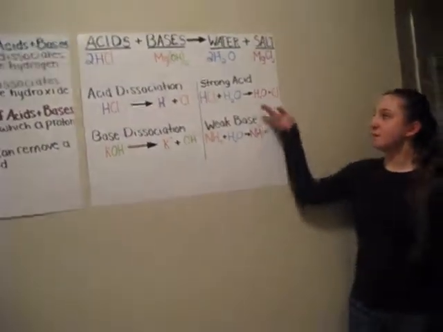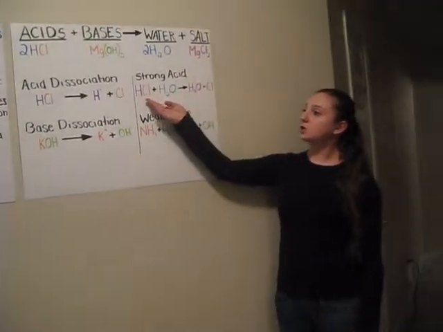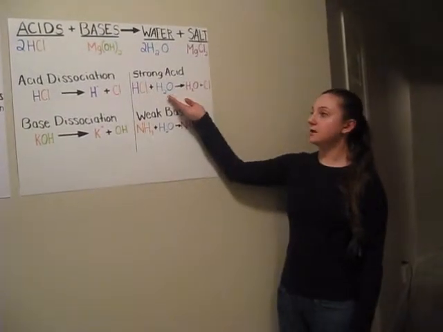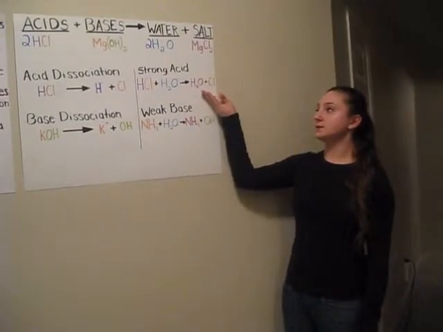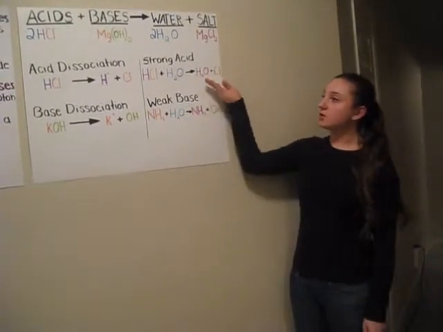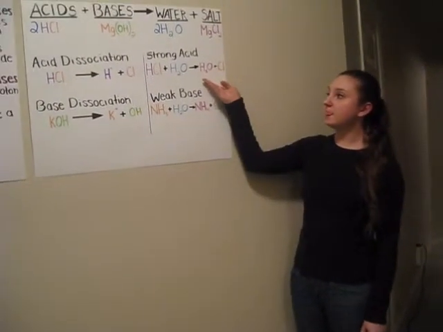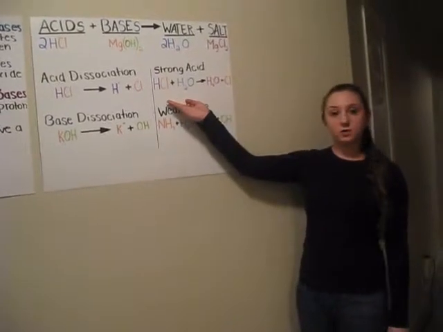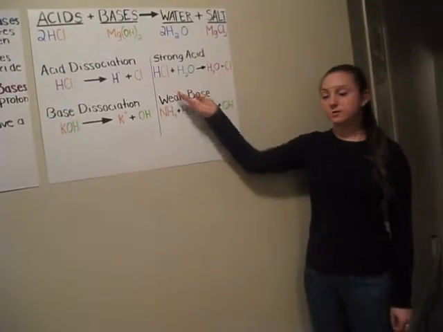Here we have an example of a strong acid. Hydrogen chloride combines with water to create hydronium ions and chloride ions. Hydronium ions have the same concentration that the hydrochloric acid did to begin with.